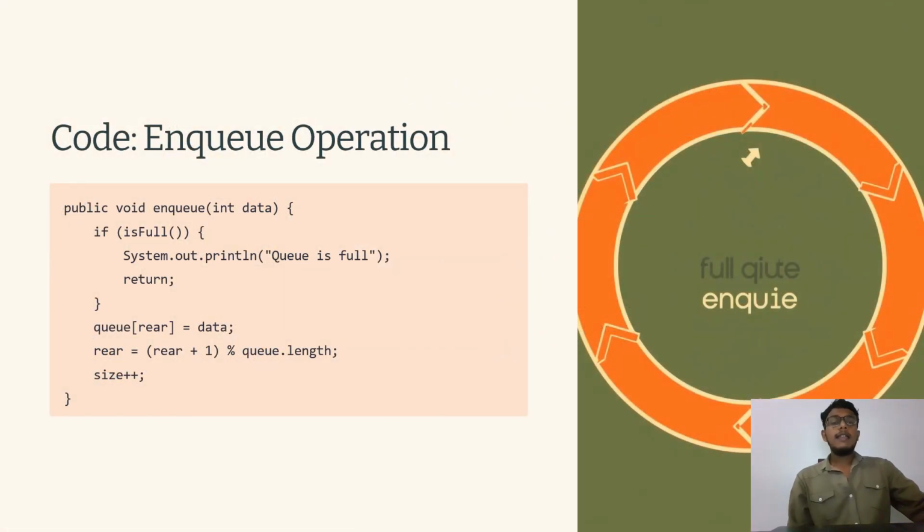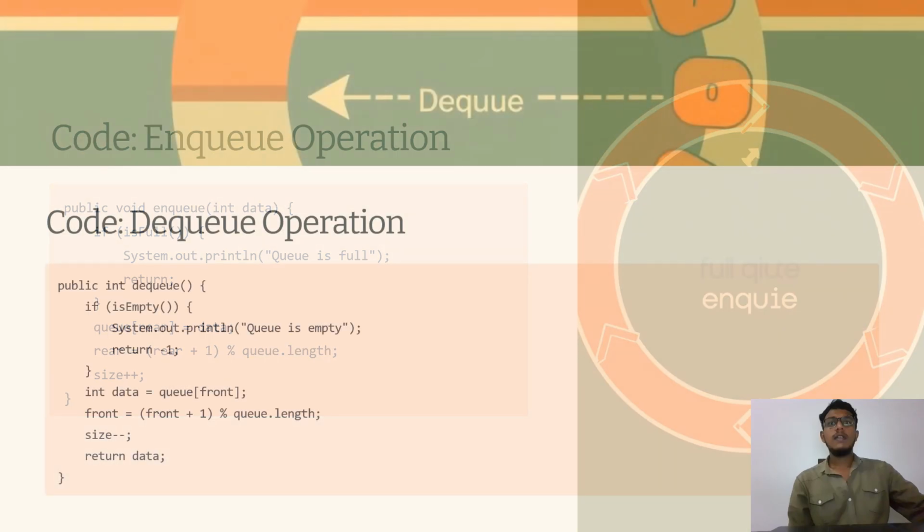Let's talk about the enqueue operation. The enqueue operation begins by checking if the queue is full using the isFull method. If it is, we print a message and exit. Otherwise, we move the rear pointer to the next position using the modulus operator to ensure it's wrapped around if it reaches the end of the array. We then add the new item at the rear position and increment the size.